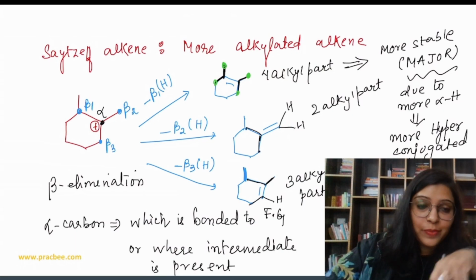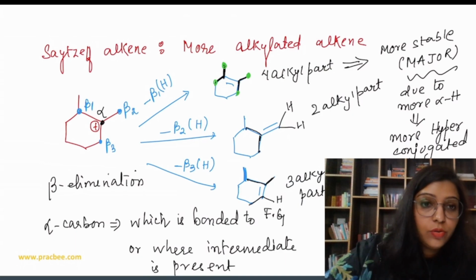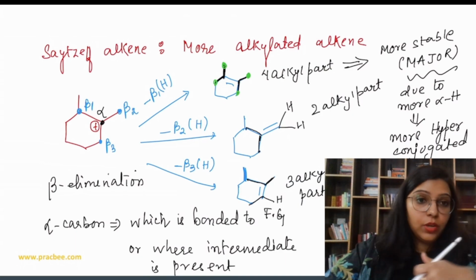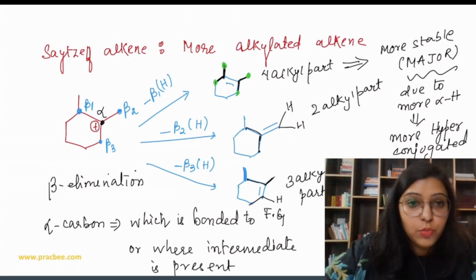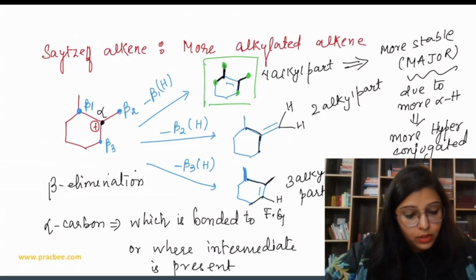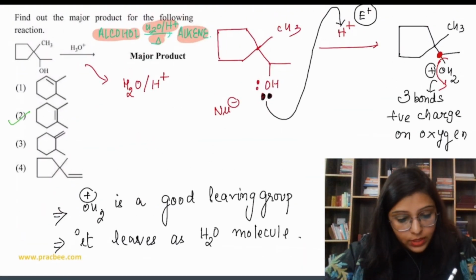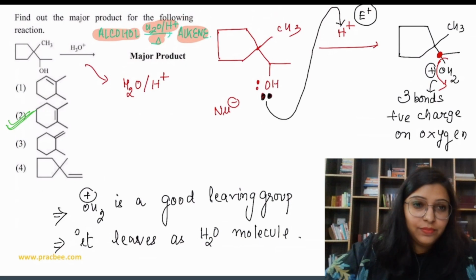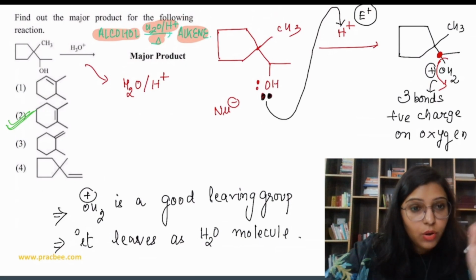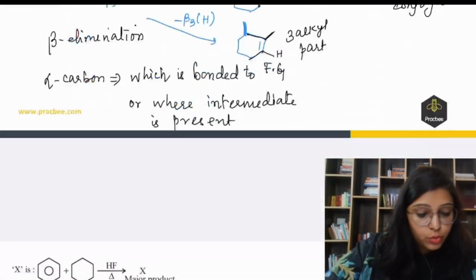Alpha carbon is the carbon bonded to the functional group. So here alkene is the functional group, right? So we have so many alpha hydrogens. So more hyperconjugated structures means more stability. So this is our answer. Now let's check for the options. So we get option number 2 as the correct answer. Clear? Simple reaction mechanism concept. If you don't know the reaction, then also you can do this question. Okay. Now let's do the next question.